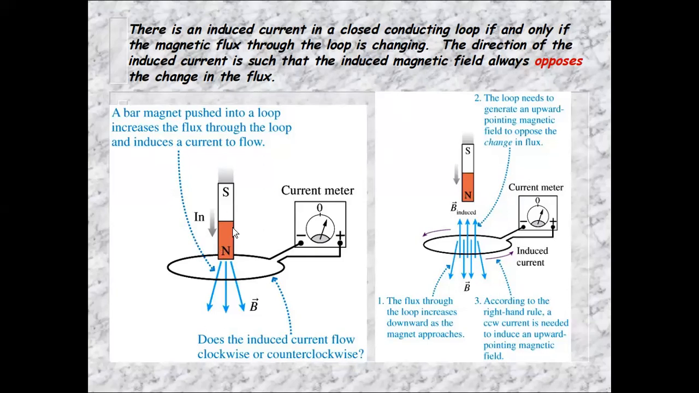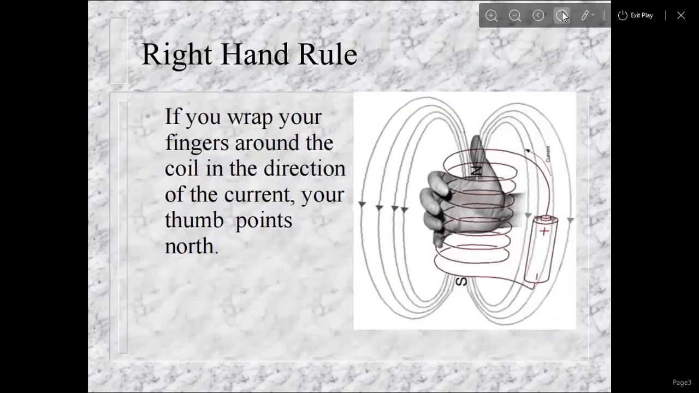This is the magnet, and the magnetic field is produced due to the magnetic lines of force, and this is the electric current meter to measure the electricity. The direction of the electric current is perpendicular to the magnetic field. Now, by using the right hand rule, we can find the direction of the current. If you wrap your fingers around the coil in the direction of the current, your thumb points north.